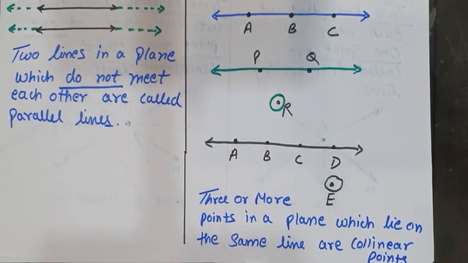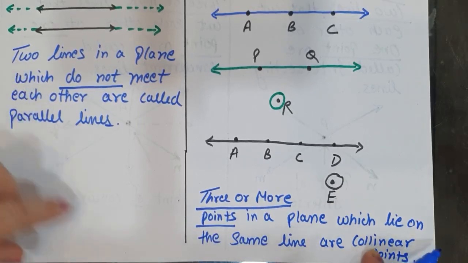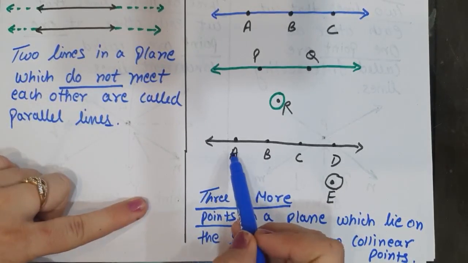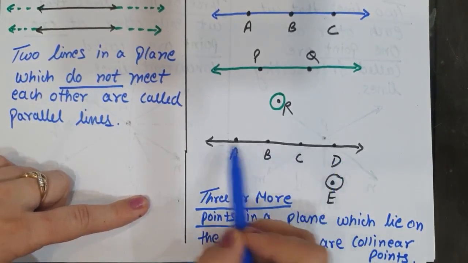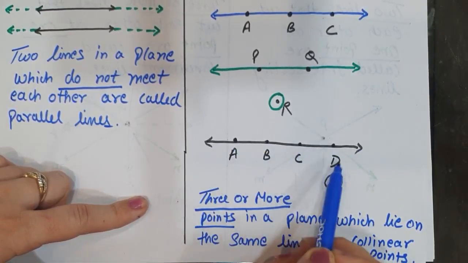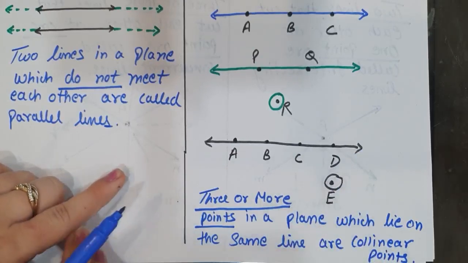From the above given examples, we can conclude here that 3 or more points in a plane which lie on the same line are called collinear points. It means 3 or more than 3 points which are lying on the same line. You can see here A, B, C, D are lying on the same line. Then they are known as collinear points.